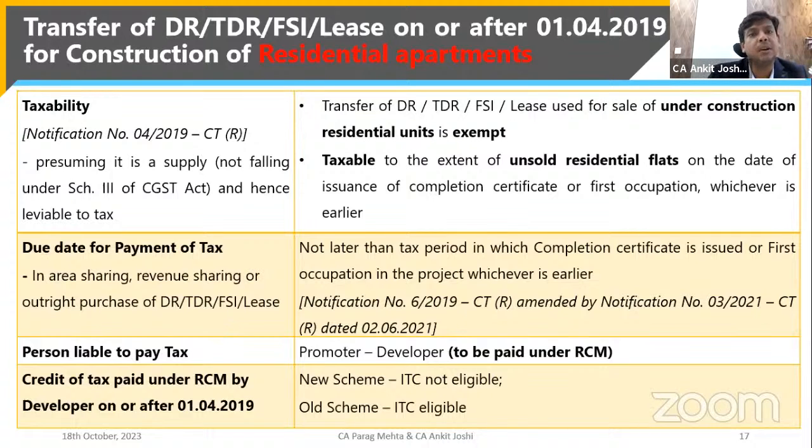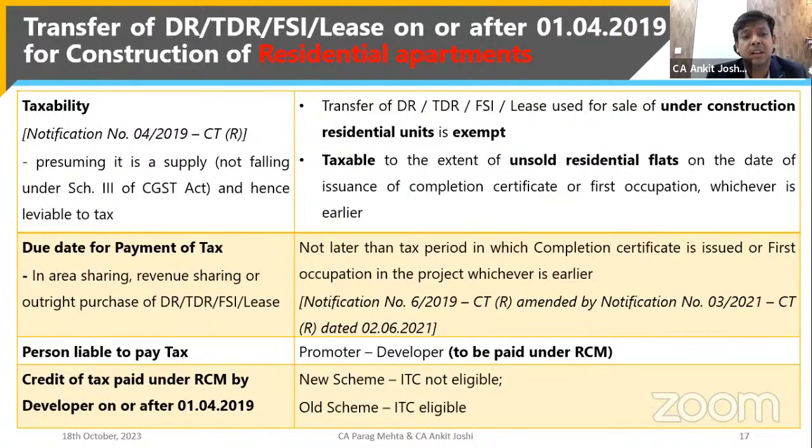So first we'll discuss residential apartments. In case there is any transfer of DR, TDR, FSI for an under construction residential unit, then friends, that is exempt with effect from 1st April 2019. Any TDR or DR used for an under construction residential unit is exempt. However, it will be taxable to the extent of any unsold residential flats as on the date of issuance of the completion certificate.